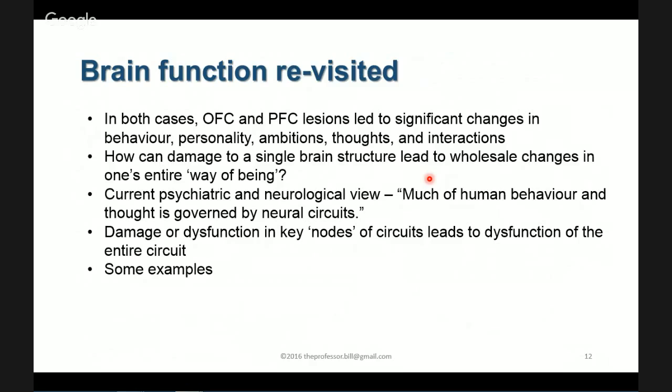The tumor actually regressed. It became smaller. A lot of his personality went back to normal. And the bad part about this is the tumor came back. And when the tumor came back, what do you think happened?